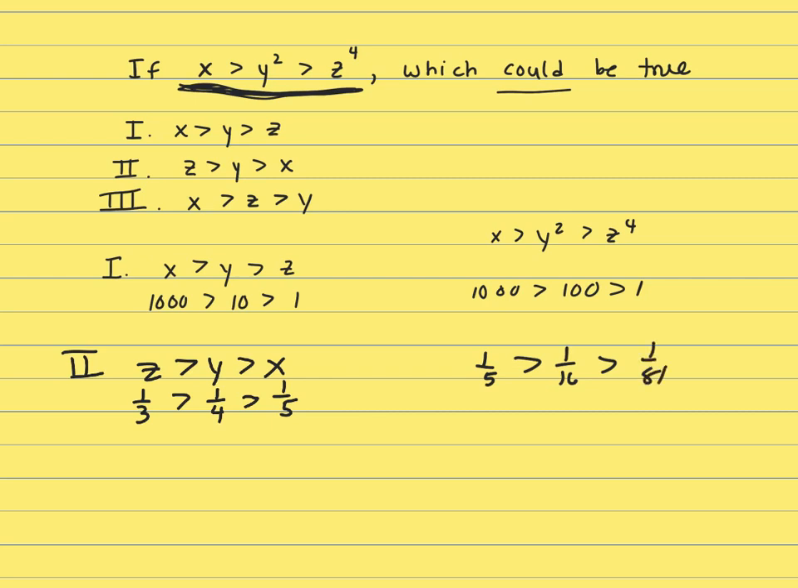So it's satisfied. Now let's look at Roman numeral 3. Roman numeral 3 says x is greater than z is greater than y. So I'm going to choose x is 10, and then z is 1/3. 10 is greater than 1/3, and 1/3 is greater than 1/4. All right, does it satisfy? x is 10. 10 is greater than 1/3 squared, which is 1/9, greater than y. Is that right? No, z to the fourth. z to the fourth would be 1/81.